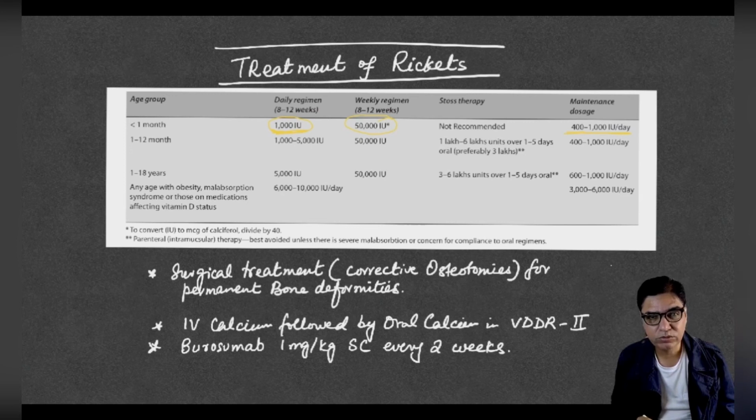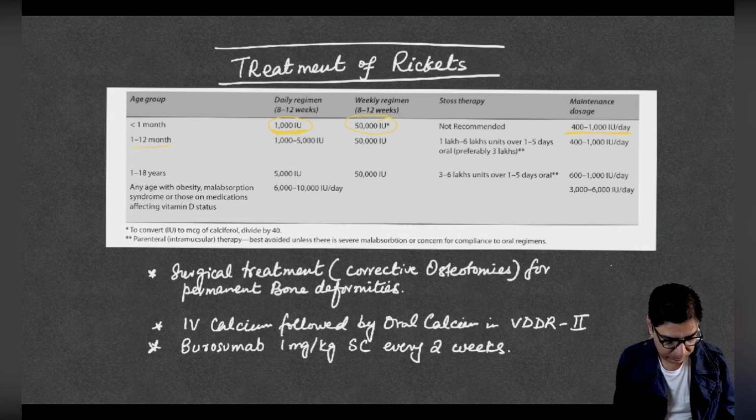Now many books use the microgram. So if you have to convert international units into microgram, you just divide them by 40, and you will get the values in microgram. But by and large, most of the books these days use international units. So 1000 international units on a daily basis or 50,000 on a weekly basis. Again, it has to be given for 2 to 3 months.